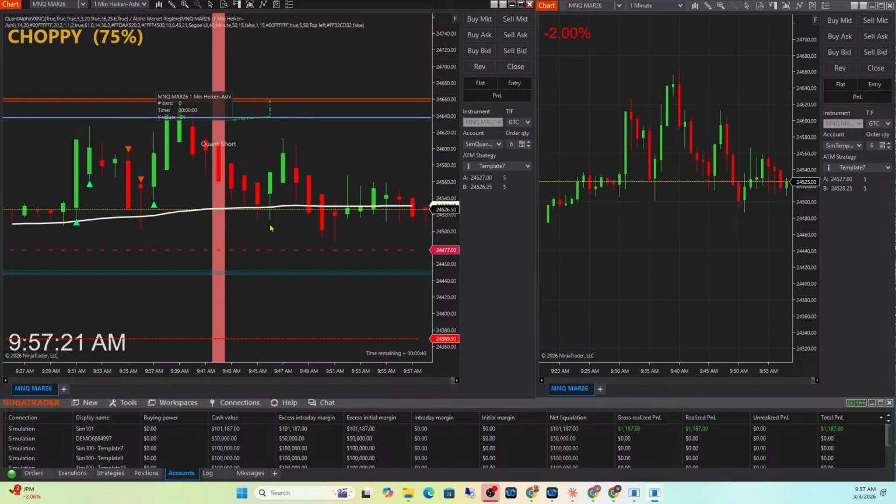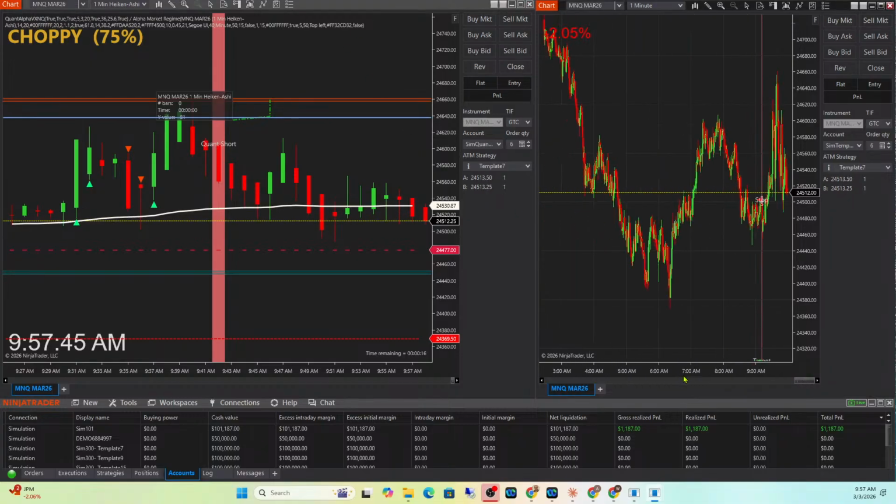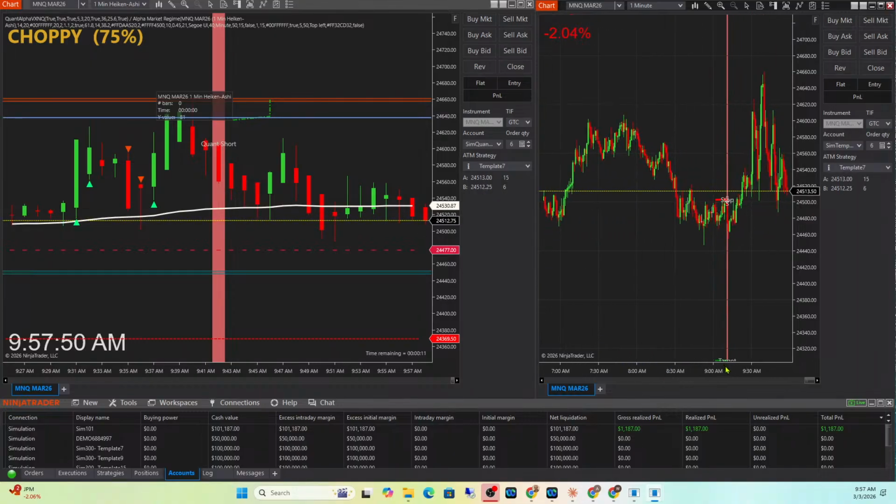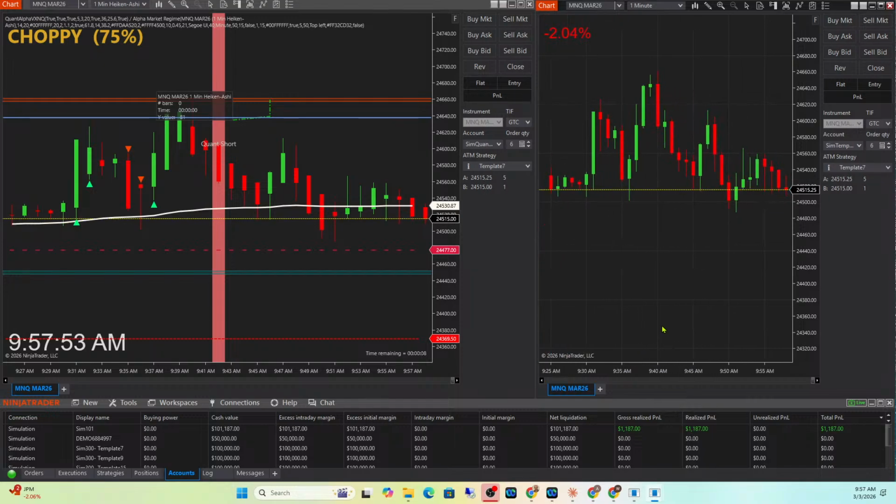So as you can see, it's very choppy. Choppiness 75%. Very choppy. The market is down 2% already. See this happen this morning? Of course, what happened in the Middle East is affecting the market big time. The uncertainty.